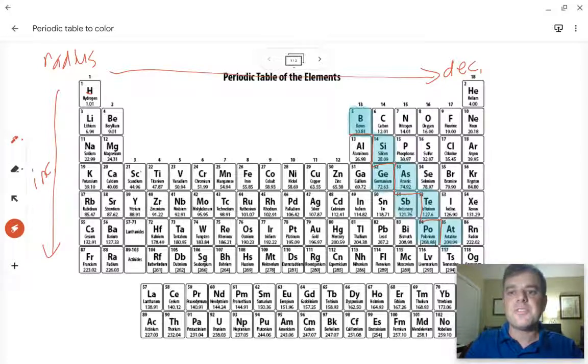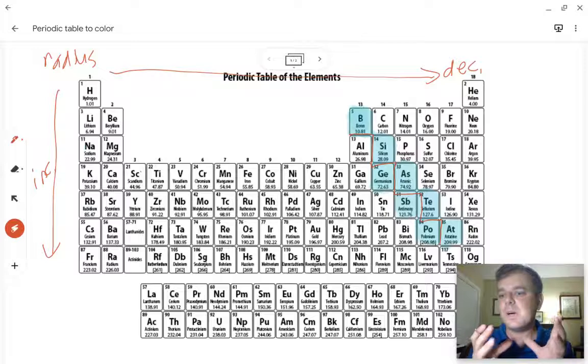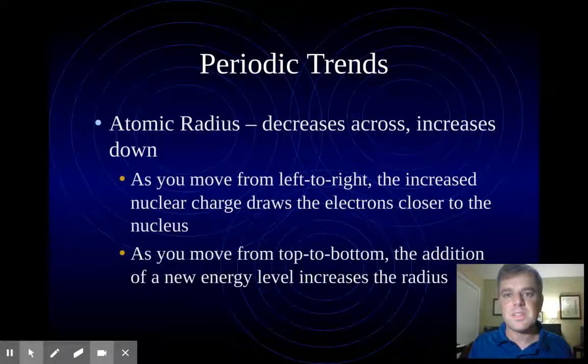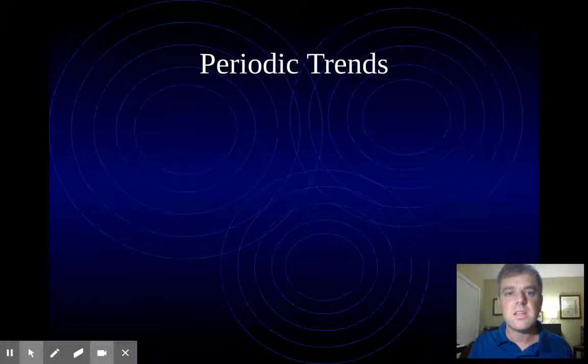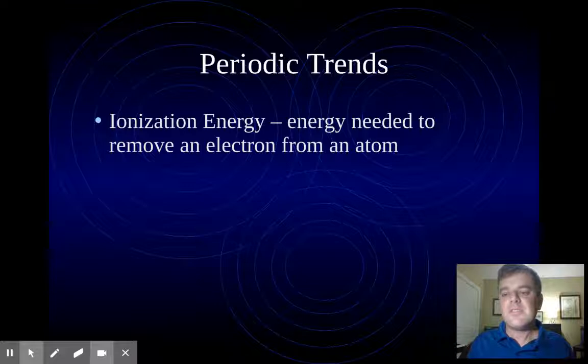Because both hydrogen and helium only have one energy level, but since helium has twice the protons, it will pull those electrons closer into the nucleus. So that's the first periodic trend. It's a pretty simple one. The next one is ionization energy. This is how much energy it would take to remove an electron from an atom.